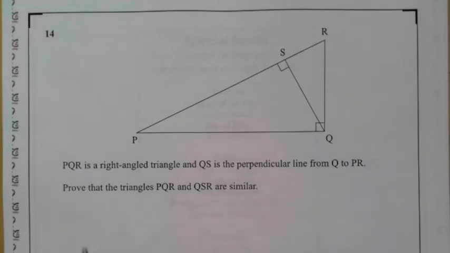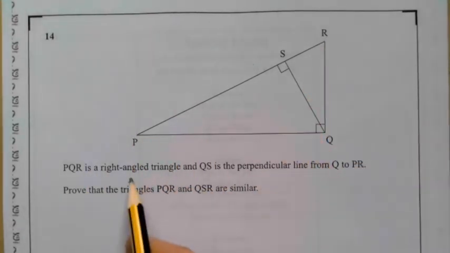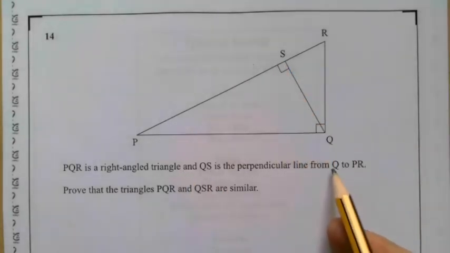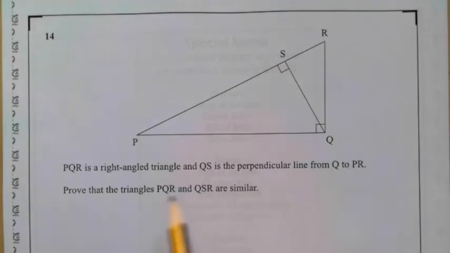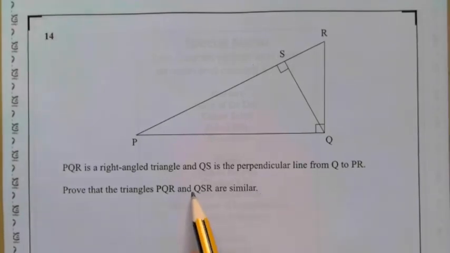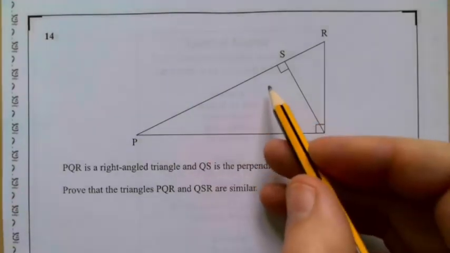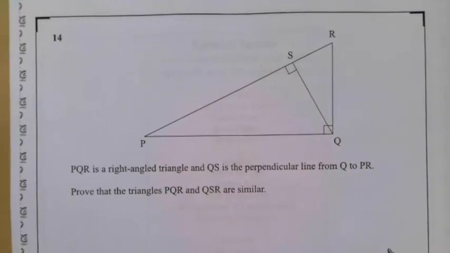Question 14. PQR is a right angle triangle. So that's the big triangle here, PQR. And QS is a perpendicular line from Q to PR. Prove that the triangles PQR and QSR are similar. So proving that the triangles are similar, you can either show that their angles are the same. If their angles are the same, then they have to be similar. Or that their sides are in ratio. We don't have any sides here, so we just need to look at the angles.